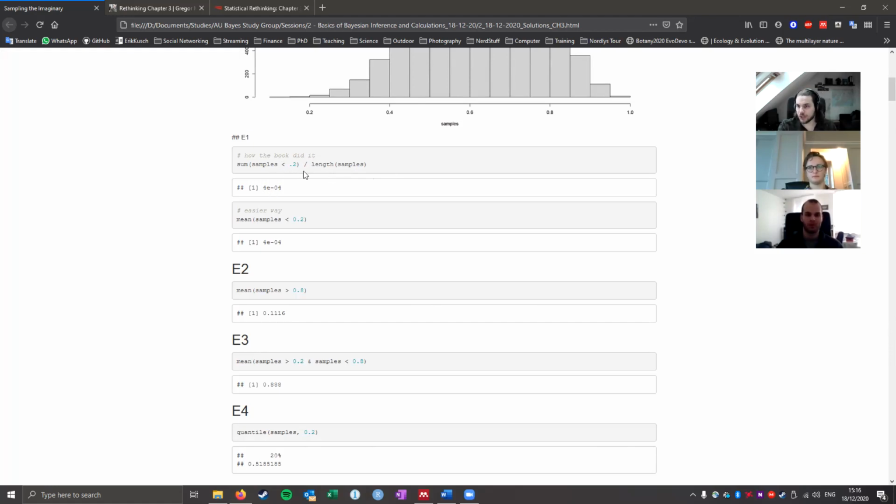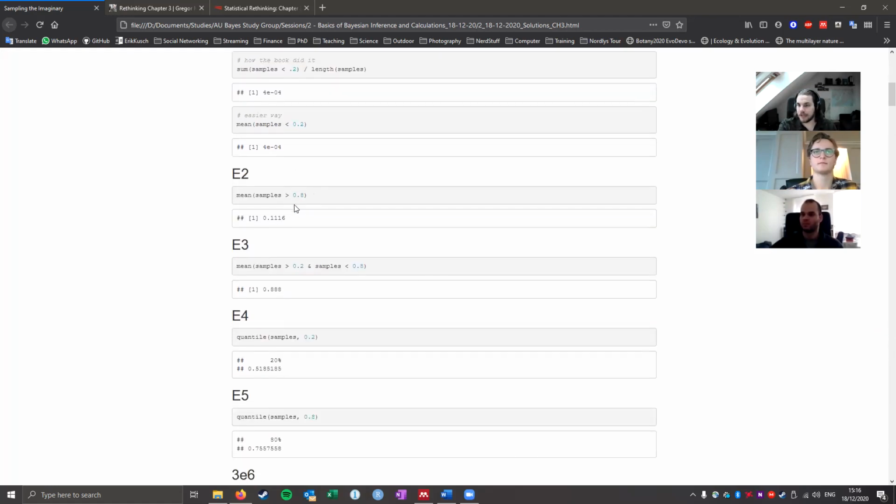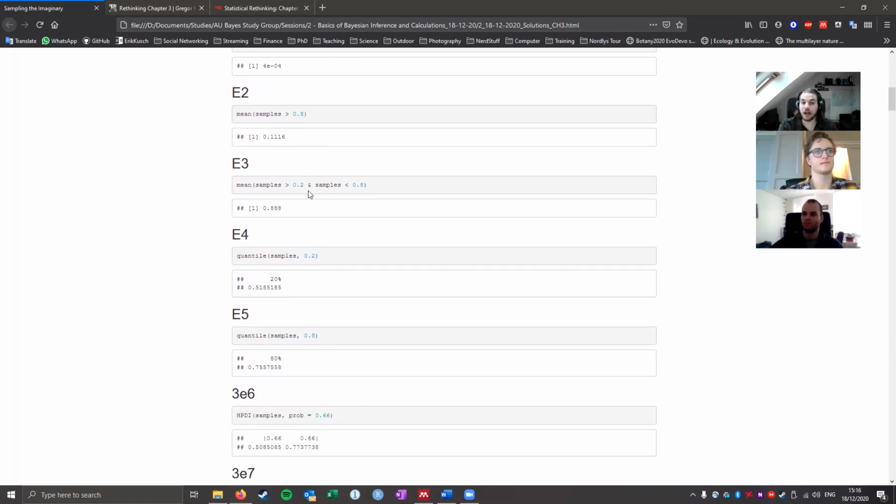This is the way he showed it in the book, but I personally prefer an easier way, which is just to take the mean instead of using the sum and dividing it by the length of the vector. It results in the same in this case right here. Now, for everything that's bigger than 0.8, we do the same thing with the mean of the samples for everything that is bigger than 0.8, and we're done. That's as easy as it gets.